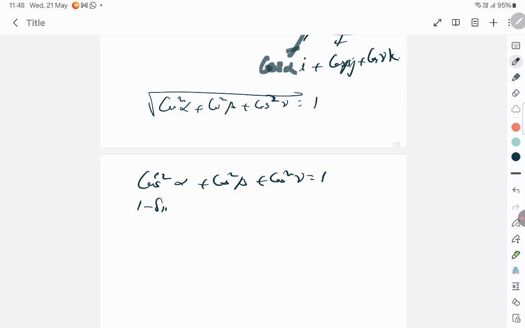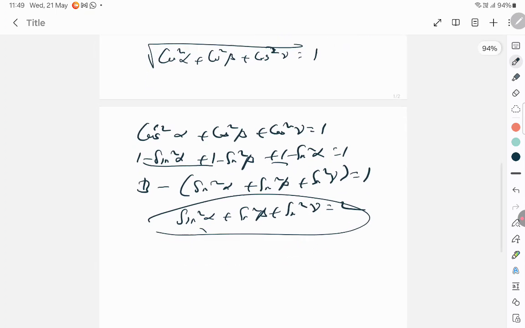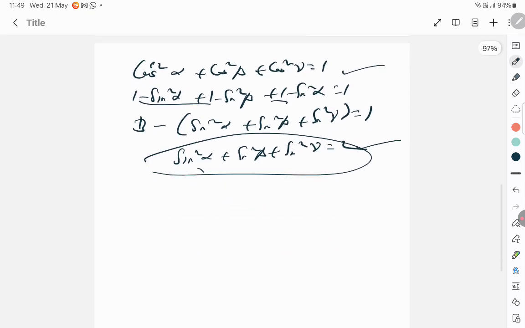You can write this as (1 minus sin square alpha) plus (1 minus sin square beta) plus (1 minus sin square gamma), which itself will be equal to 1. So then you can take 1 plus 1 plus 1 to be 3, minus (sin square alpha plus sin square beta plus sin square gamma), which is equal to 1. Therefore, sin square alpha plus sin square beta plus sin square gamma will give you 2 as the answer. So these are something you need to learn.